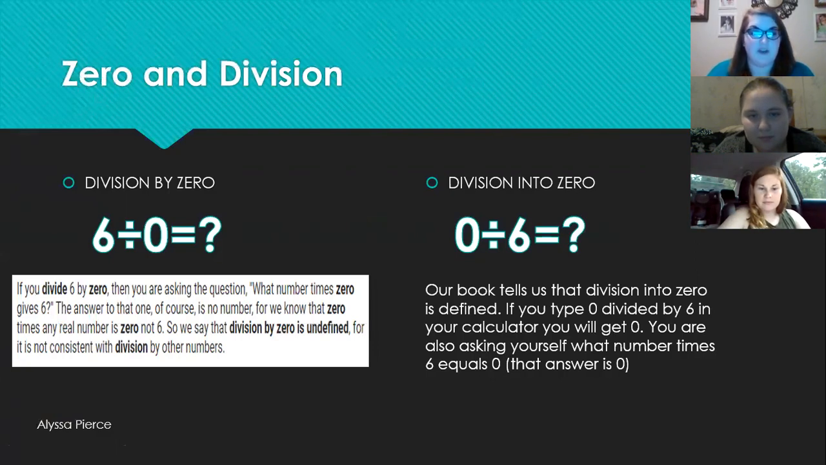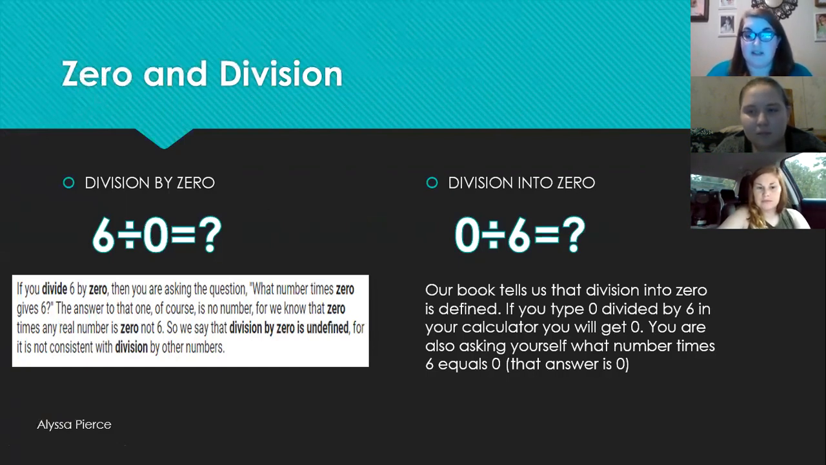It says if you divide 6 by 0, then you're asking the question, what number times 0 gives 6? The answer to that one, of course, is no number, for we know that 0 times any real number is 0, not 6. So we say that division by 0 is undefined, for it's not consistent with division by other numbers. So to kind of contradict 6 divided by 0, we have 0 divided by 6.